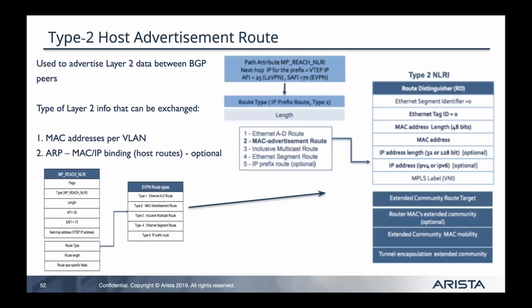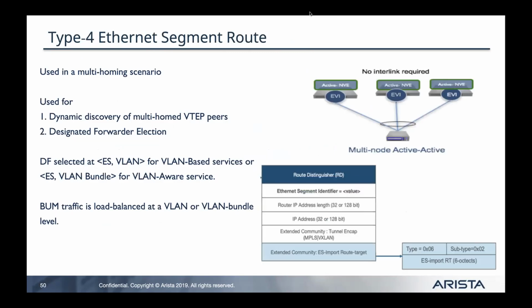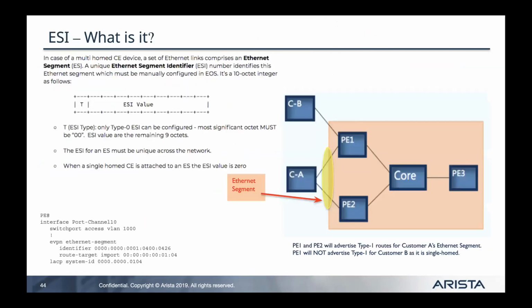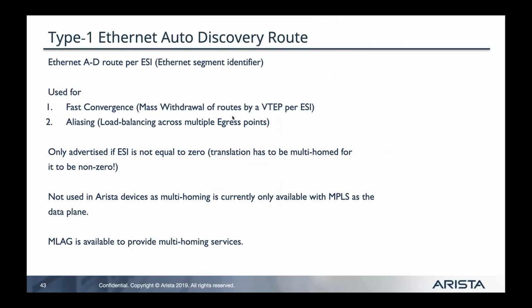Okay, so now let's move to type 4. Type 1 we have already seen, right? What is the purpose of type 1? That is aliasing and mass withdrawal, right? So type 1 and 4 are for multi-home devices where you don't have an MLAG pair, and you will use this combination of type 1 and 4.